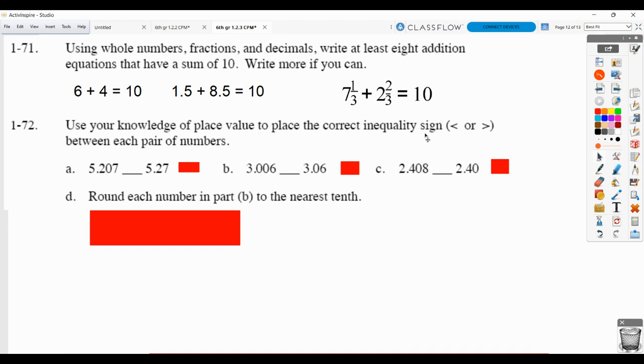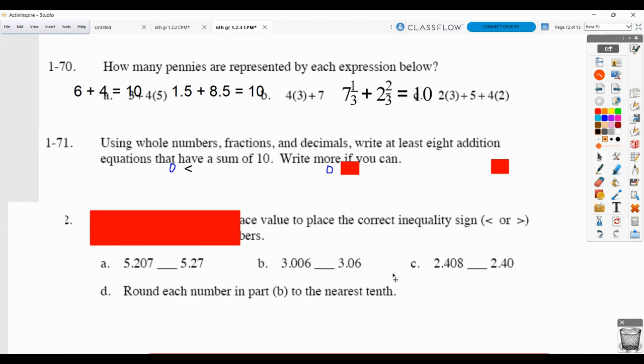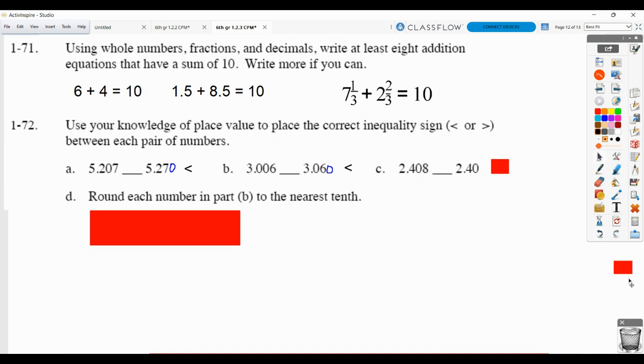Here, we are going to put in the correct inequality sign, less than or greater than. So again, my suggestion on this is to add a non-essential 0 so they have the same number of decimal places. So this would now be 5 and 207 thousandths compared to 5 and 270 thousandths. So that would, of course, be less than. Here, if I add a non-essential 0, I'm comparing 3 and 6 thousandths to 3 and 60 thousandths. So that's also less than. And here I would have 2 and 408 thousandths compared to 2 and 400 thousandths, which is greater than.